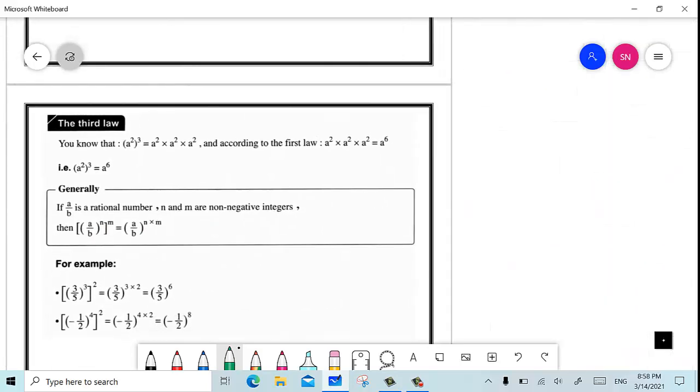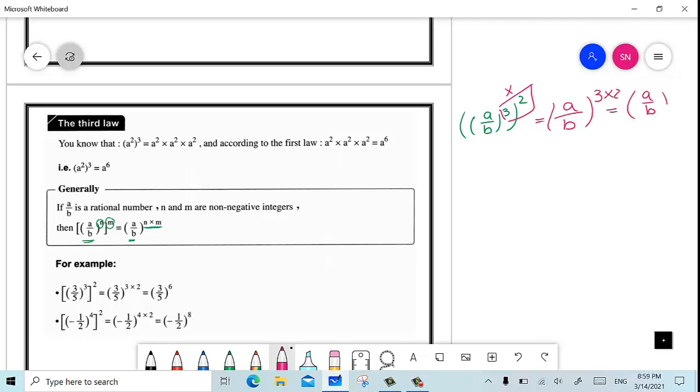The new rule that we're going to take today is that, for example, if I have a over b to the power of n and it's all raised again to a power of m, here I'm going to take the base, which is a over b, to the power of n times m. So if I have, for example, a over b to the power of 3 and all is raised to the power of 2, here I have power of a power, so I'm going to multiply them together. So I'm going to have a over b to the power of 3 times 2, which is going to equal a over b to the power of 6.